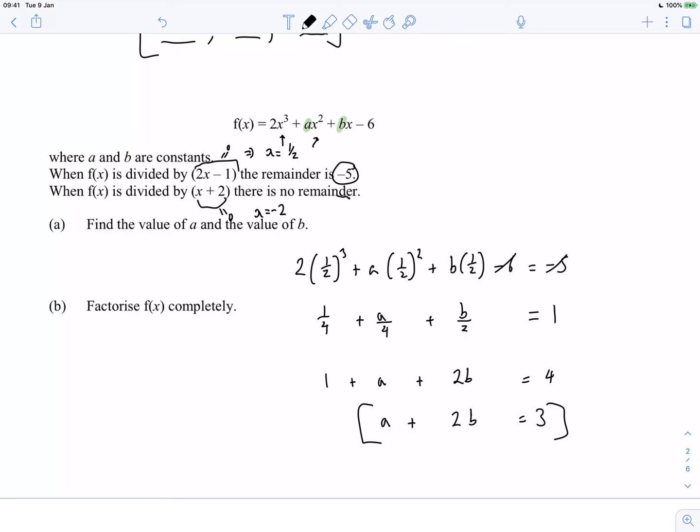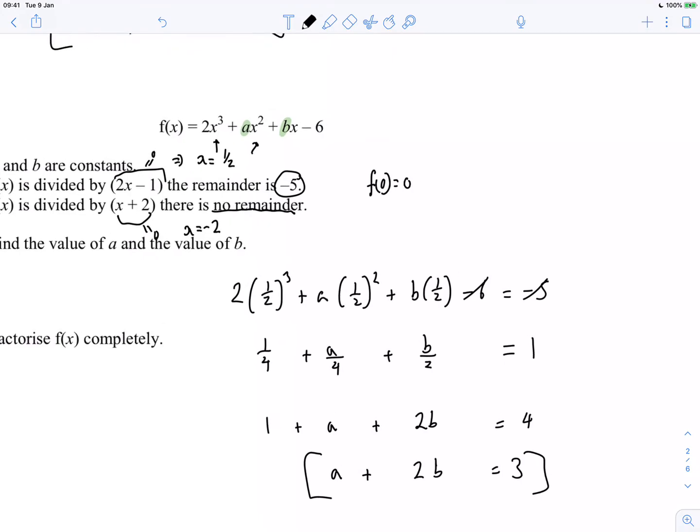And what that's saying is if there's no remainder, then f of x, or f of 0, must equal 0. So again, sorry, not f of 0. What is it? x is minus 2. So f of minus 2 equals 0. So let's substitute that in and see what happens.